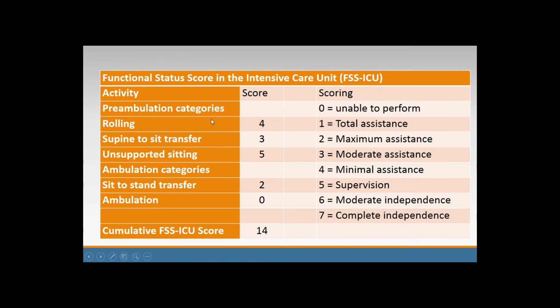If we scored our patient on this, look at rolling, he required mod assist for rolling, supine to sit, he required mod assist, unsupported sitting, he did fine, he required supervision once he got there. Ambulation category, sit to stand, max assist, and he did not ambulate. So it puts us at a 14.